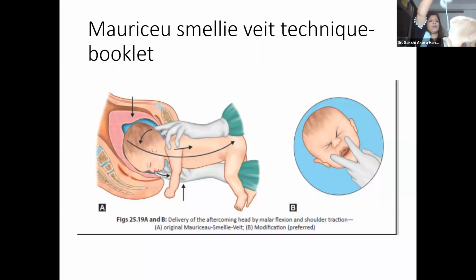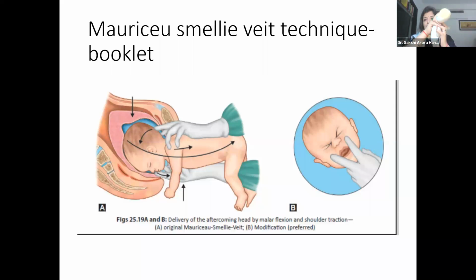So what I'm going to do is, I don't have a helper here, so you can see my fingers are on the cheek of the baby. My hand is on the shoulder. I'm going to flex and deliver. Because the pelvis is there, no one is there to help me. It gets delivered.